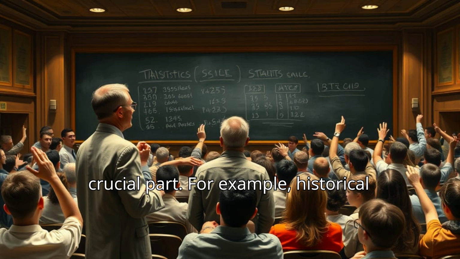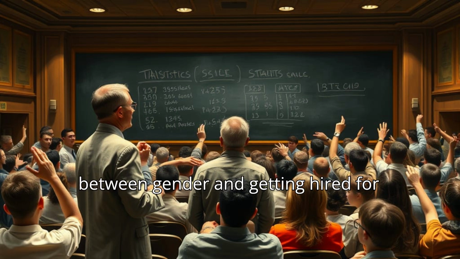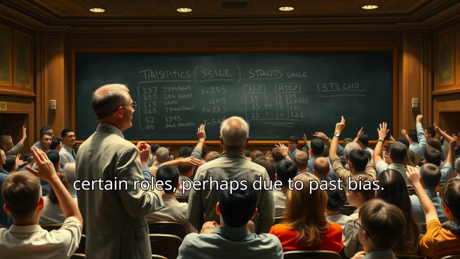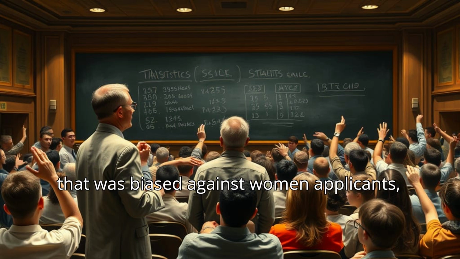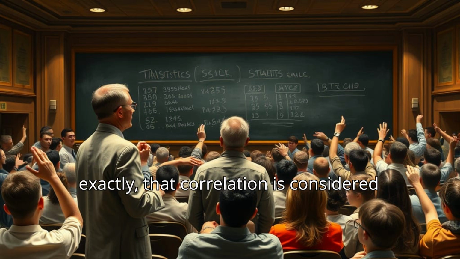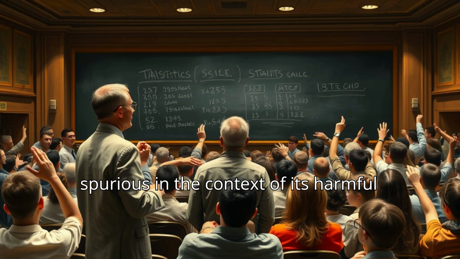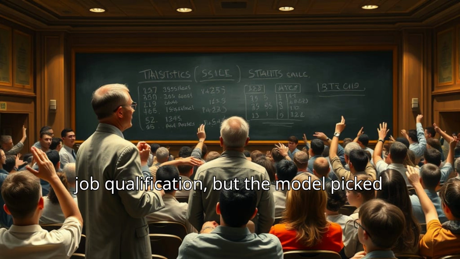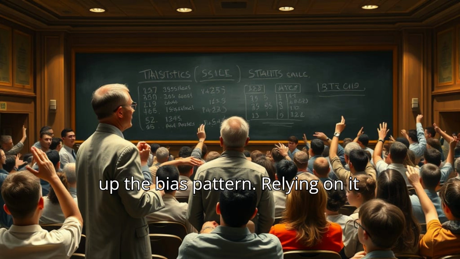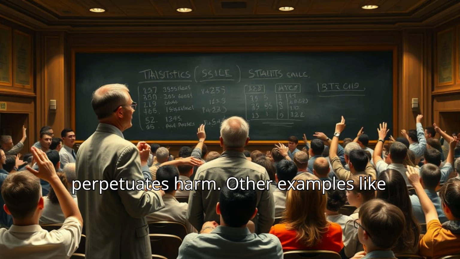For example, historical hiring data might show a correlation between gender and getting hired for certain roles, perhaps due to past bias. If a recruiting model learns and uses that correlation. Like the Amazon tool that was biased against women applicants. Exactly. That correlation is considered spurious in the context of its harmful impact. Gender isn't causally related to job qualification, but the model picked up the bias pattern. Relying on it perpetuates harm.